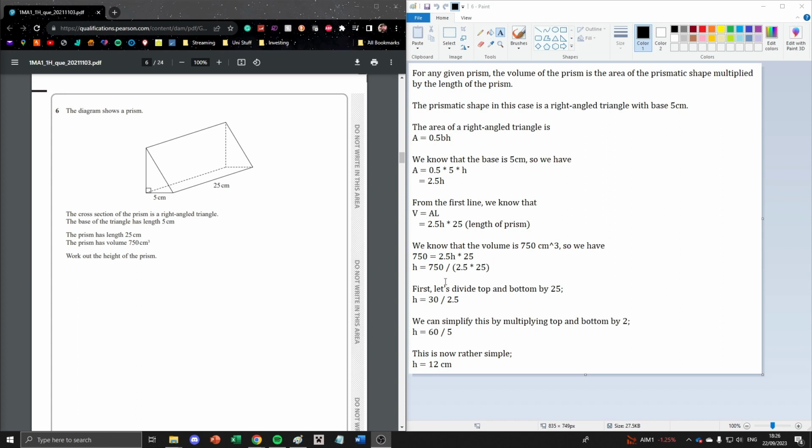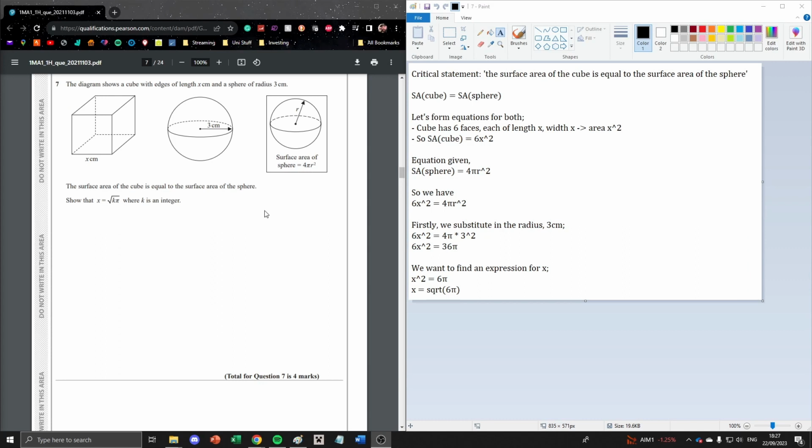If we then divide top and bottom by 25 to try and resolve this fraction a bit, we know that 750 divided by 25 is 30, so we get h is 30 divided by 2.5. We could then simplify the fraction by multiplying top and bottom by 2, so we get 60 divided by 5, and obviously we know that 60 divided by 5 is 12, so the height of the prism is 12 centimeters.